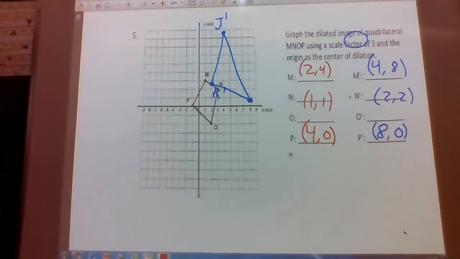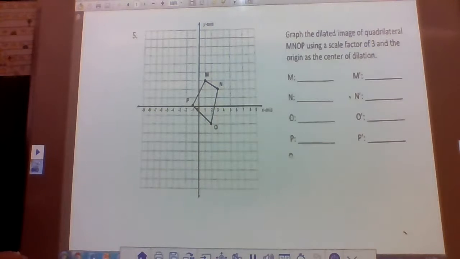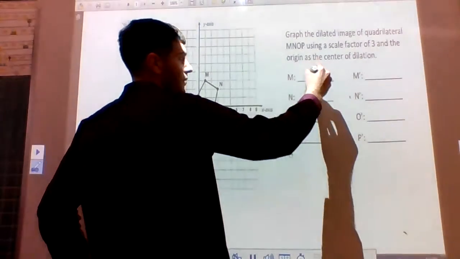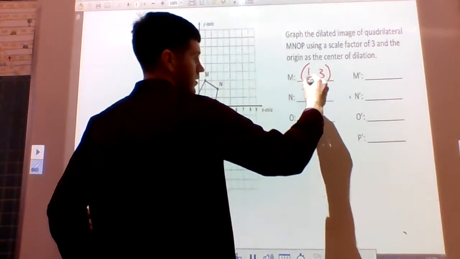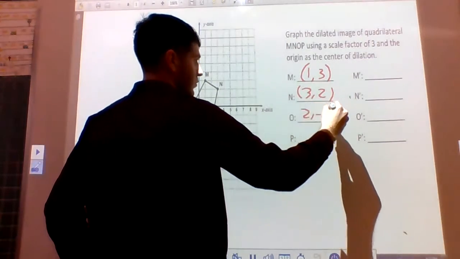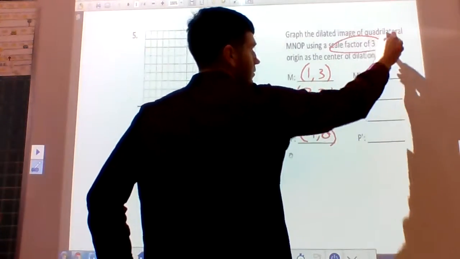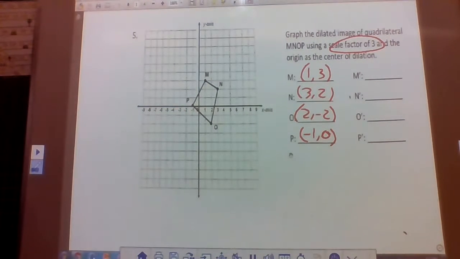Okay, number 5, we have quadrilateral MNOP. M is 1, 3. N is 3, 2. O is 2, negative 2. And P is negative 1, 0. So our scale factor here is 3. The origin is our center of dilation, so everything's expanding outward from the origin.